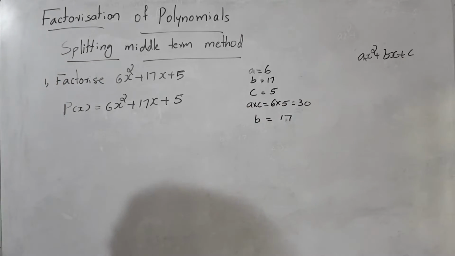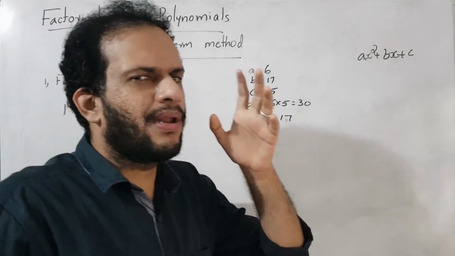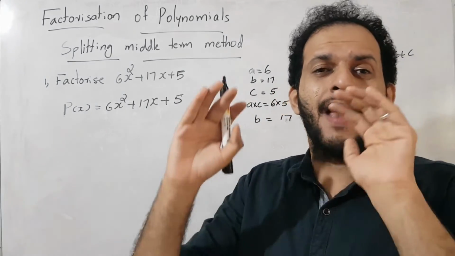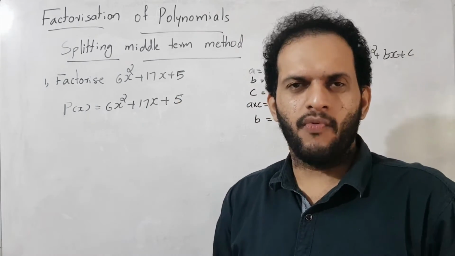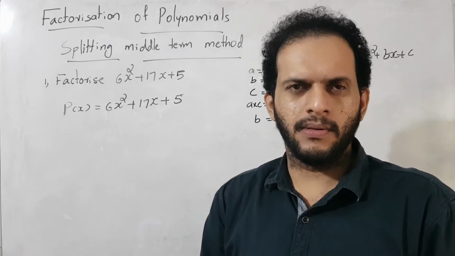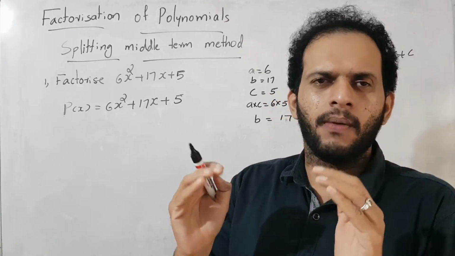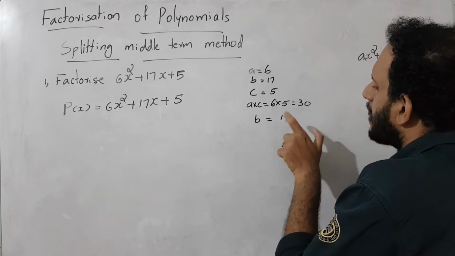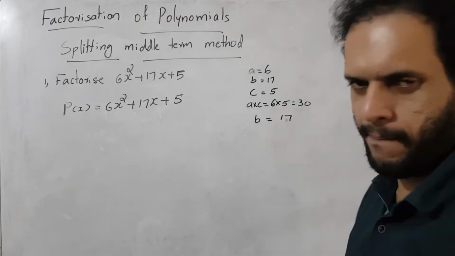Then now, I think you got the idea. What is the next? We need a pair of numbers. We need a group of numbers. Okay, a pair of numbers. In that pair's product, we want to get 30 and the sum we need to get 17.